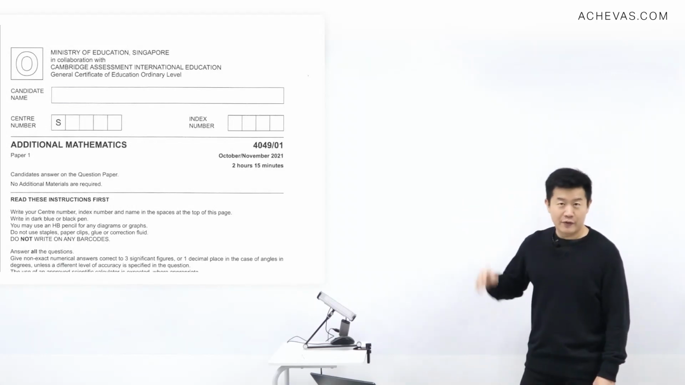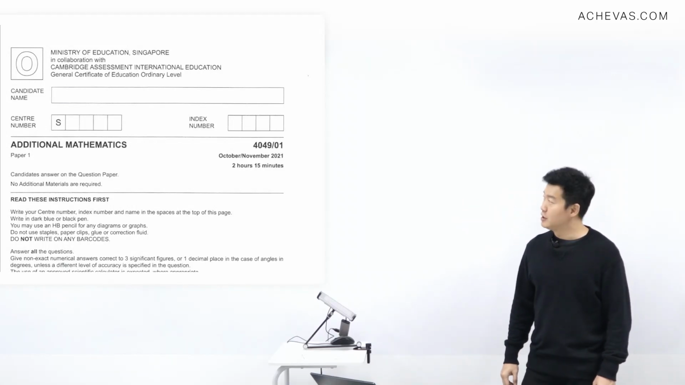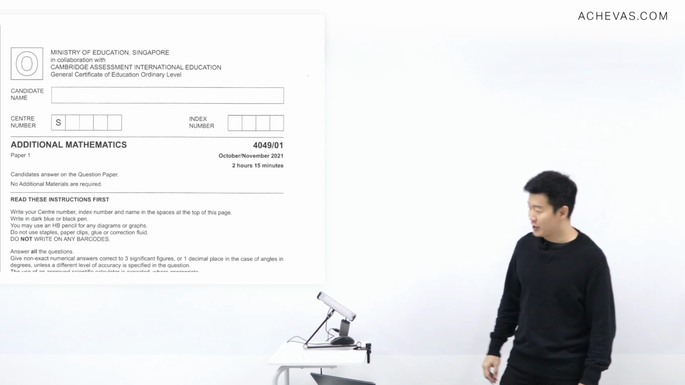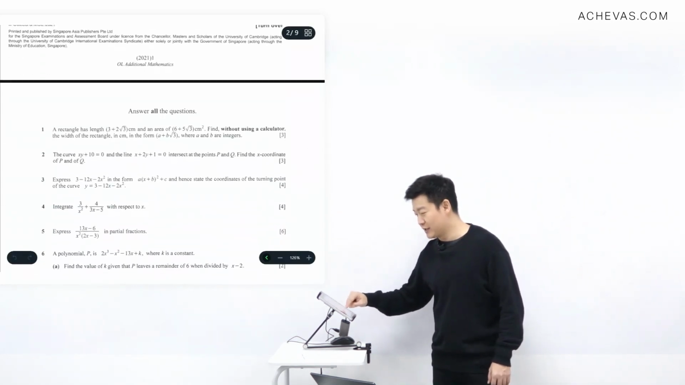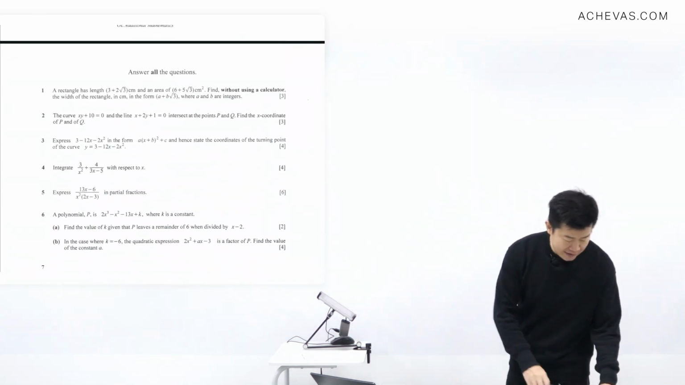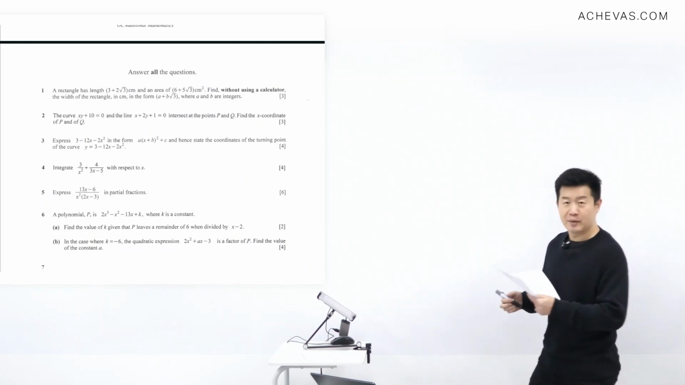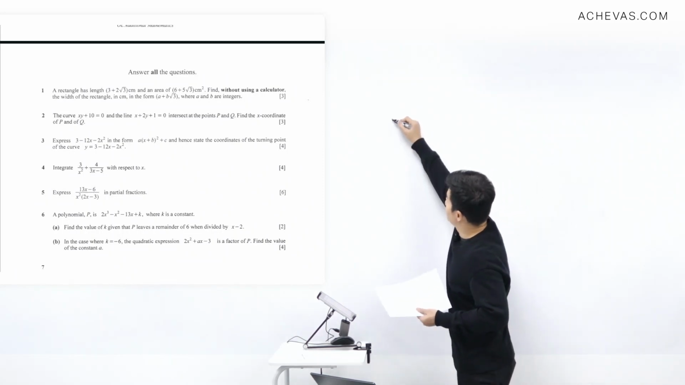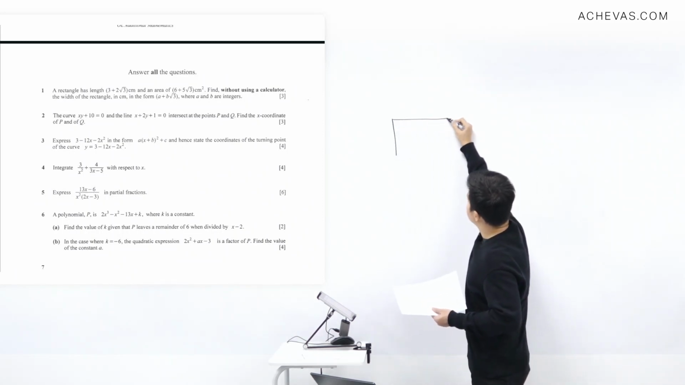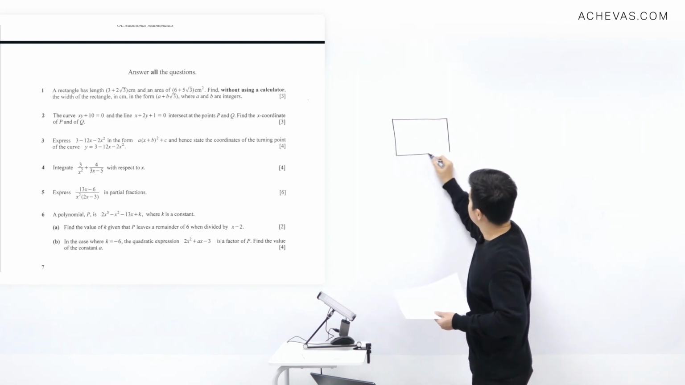Here we have O-Level 2021, Additional Math Paper 1. Let's check out question number 1, which is a surd question. In this question, we have a rectangle. Let me do a quick sketch of this rectangle. So let's say it is a rectangle.